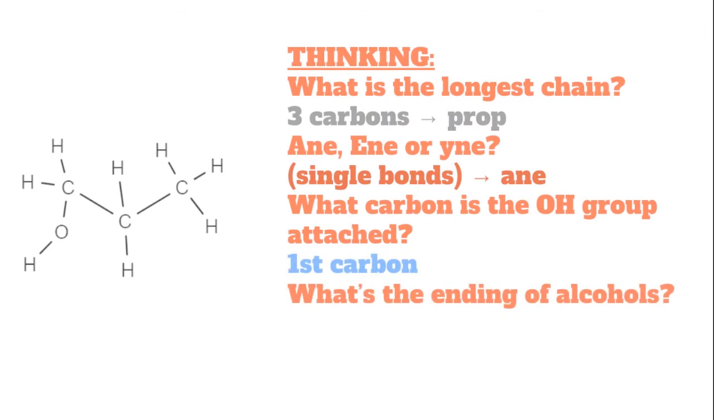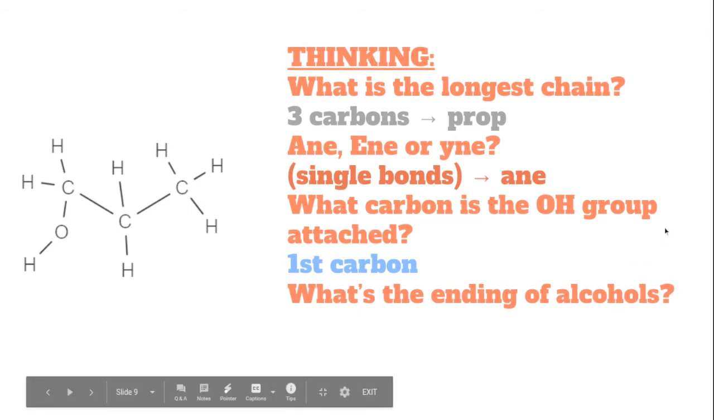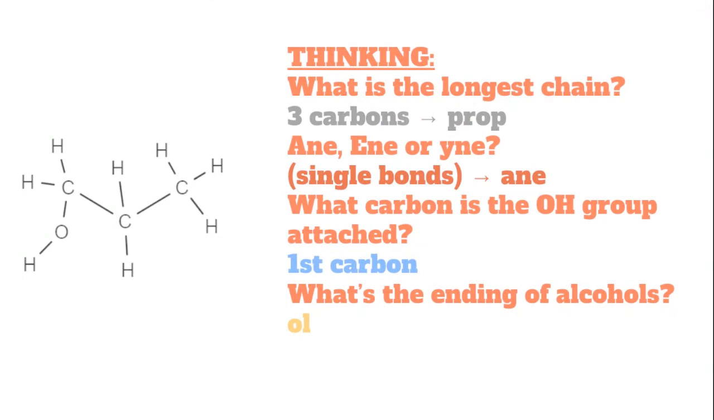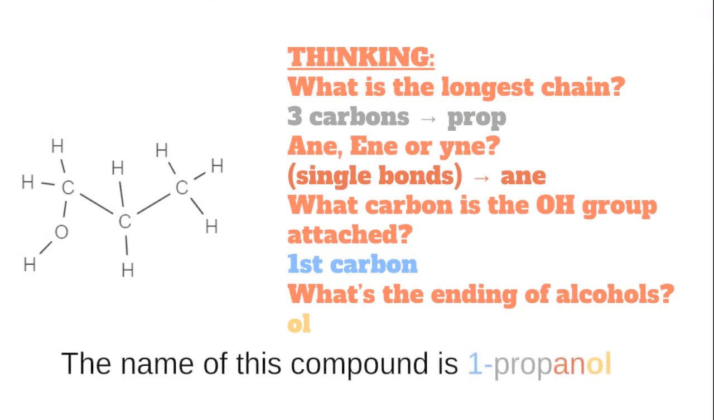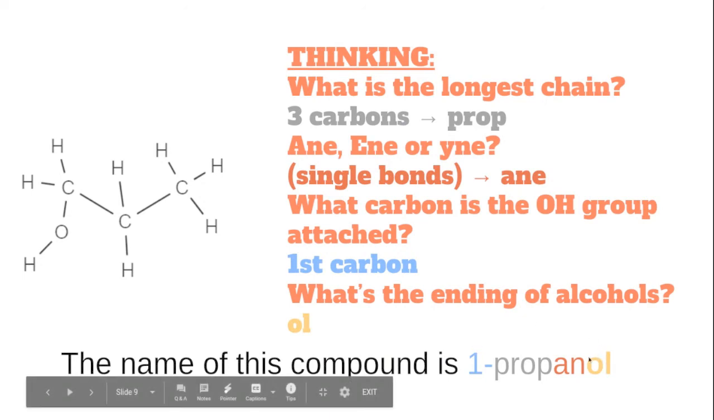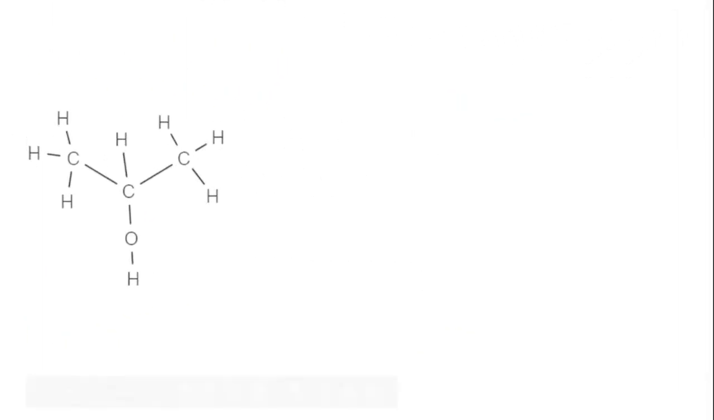What is the ending of alcohols? The word alcohol ends in OL. Alcohols end in that OL, okay? So what is the name of this? We put all this thinking together, and the name of this compound is 1-propanol. Notice all the color coding here. Everything in the name means something. The 1 is referring to the alcohol, the OL. Prop means 3. The ane means single bonds. 1-propanol.